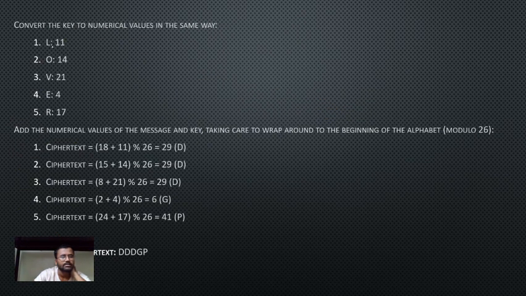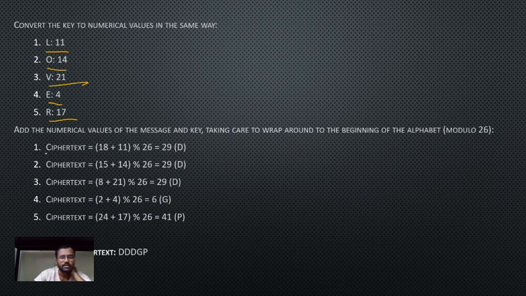Here the key: converting the key to numerical values in the same way as the message, L is 11, O is 14, V is 21, E is 4, and R is 17. We take the numerical values of the message and key, taking care to wrap around to the beginning of the alphabet. We are going to use modulo 26 because the total number of letters is 26.